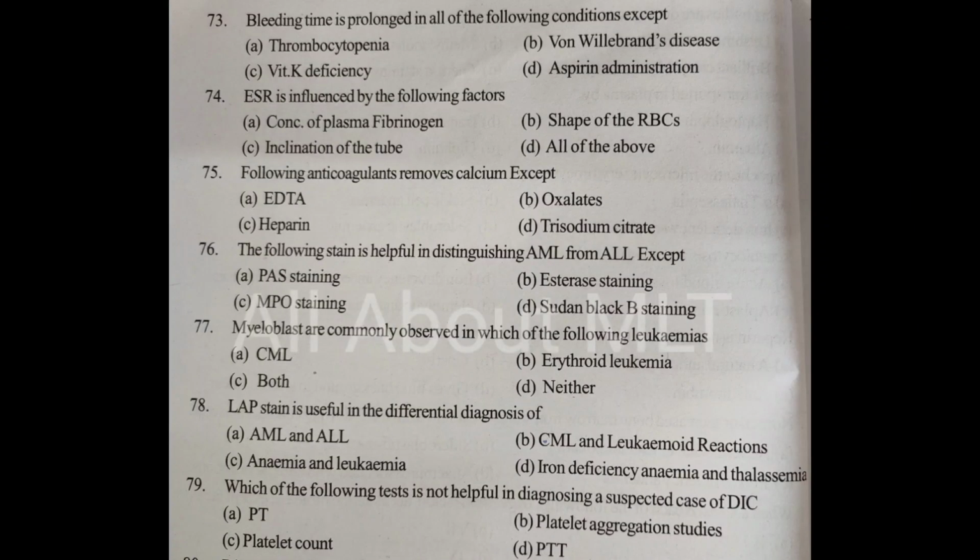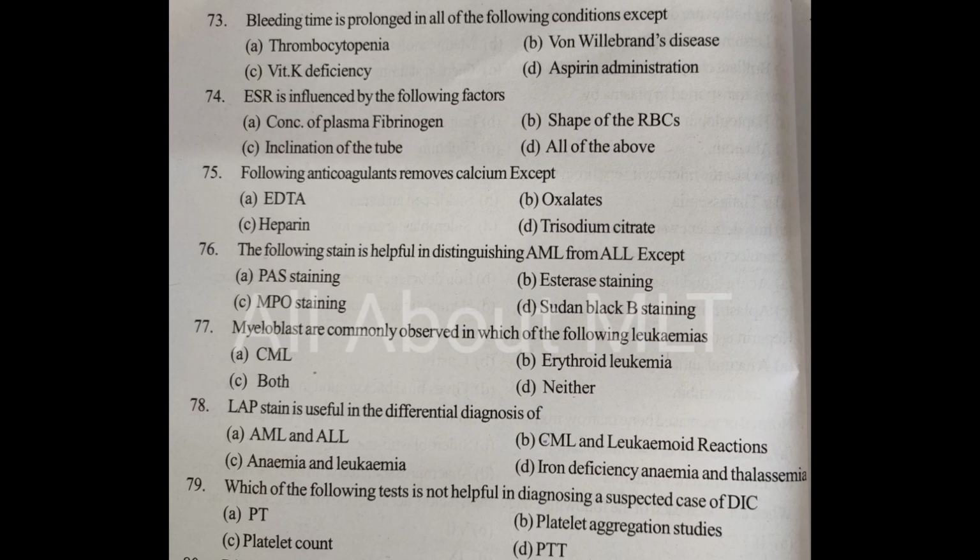Bleeding time is prolonged in all of the following conditions except: option A, thrombocytopenia; option B, von Willebrand disease; option C, vitamin K deficiency; option D, aspirin administration. The answer is option C, vitamin K deficiency. ESR is influenced by the following factors: option A, concentration of plasma fibrinogen; option B, shape of the RBC; option C, inclination of the tube; option D, all of the above. The answer is option D, all of the above.